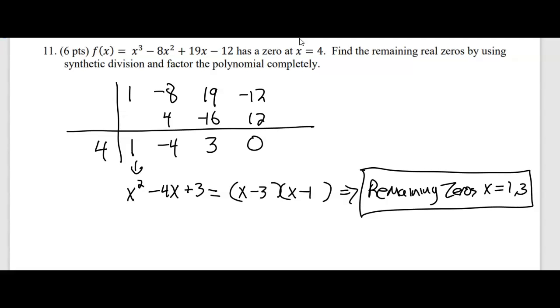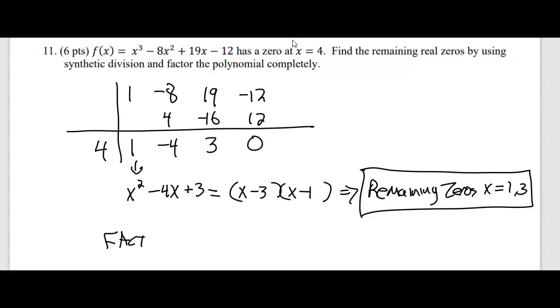Now sometimes they say find all real zeros, and then we include the 4 in the list. But in this case they said find the remaining real zeros, so we don't need to include the 4 because that wasn't one of the remaining ones. That was the given one.